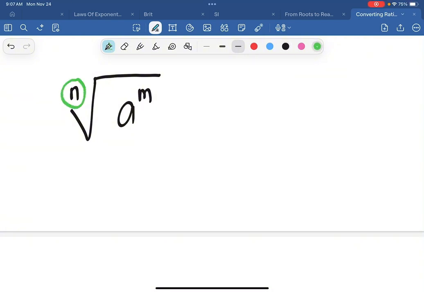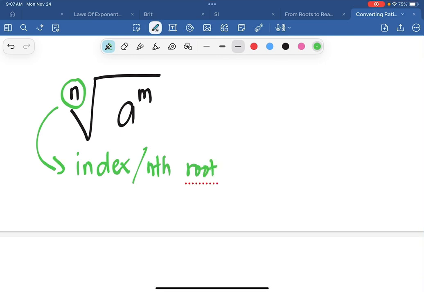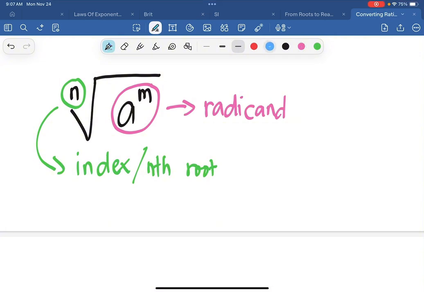n here is what we call the index, or the nth root. Now, here we have a raised to m, so the inside of the symbol, a raised to m, is called the radicand. And of course, this symbol is called a radical sign.